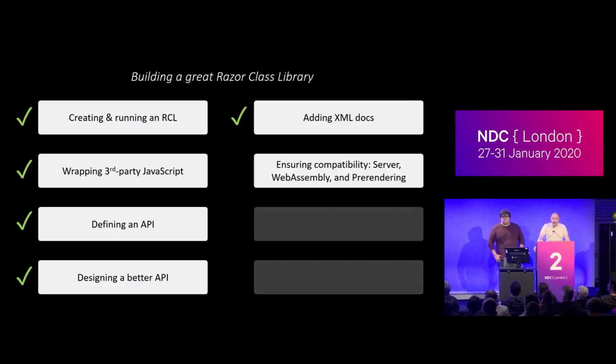So far, I've been running exclusively on Blazor WebAssembly, but does this stuff actually work if we're running on the server, even though we're doing JavaScript interop? And what do I even mean by compatibility with pre-rendering? Well, let me explain that to you.